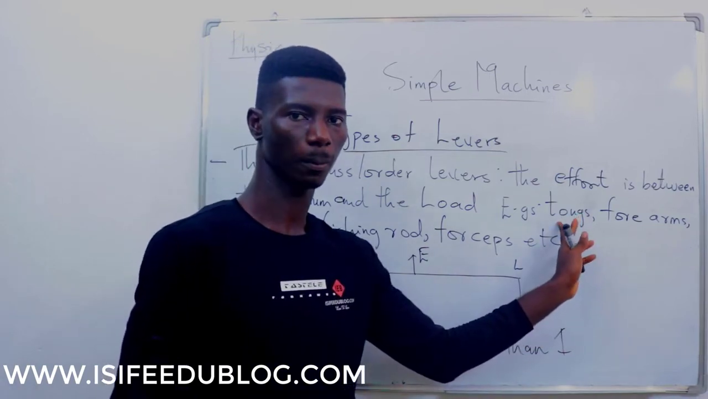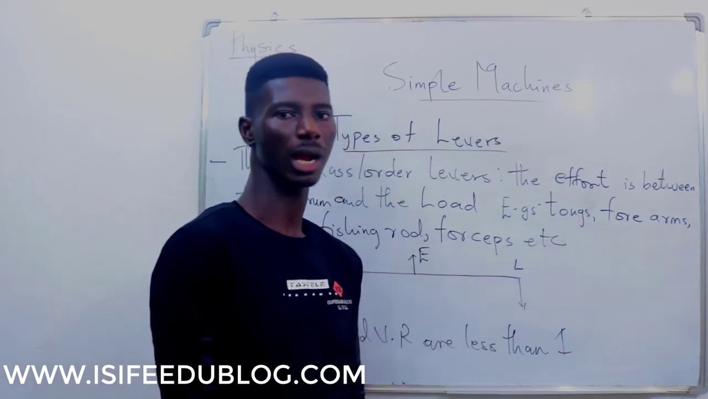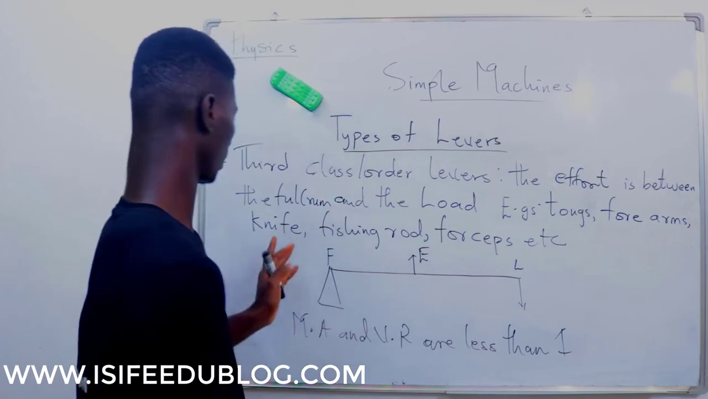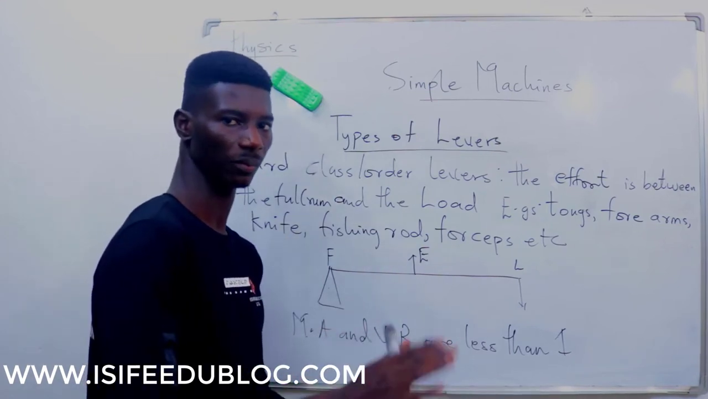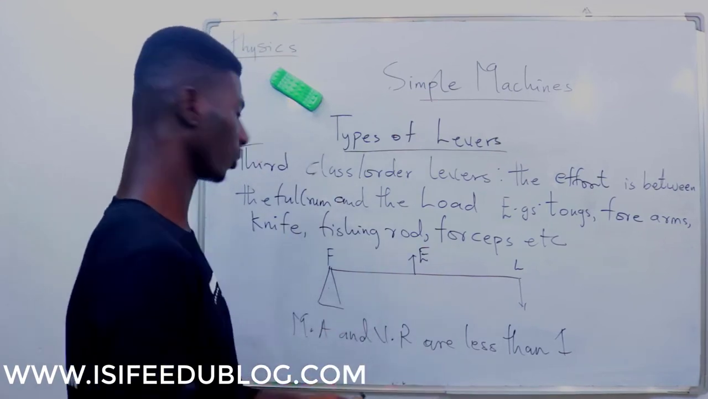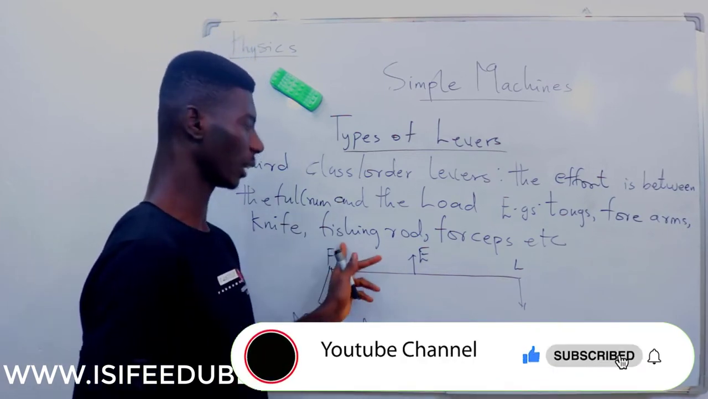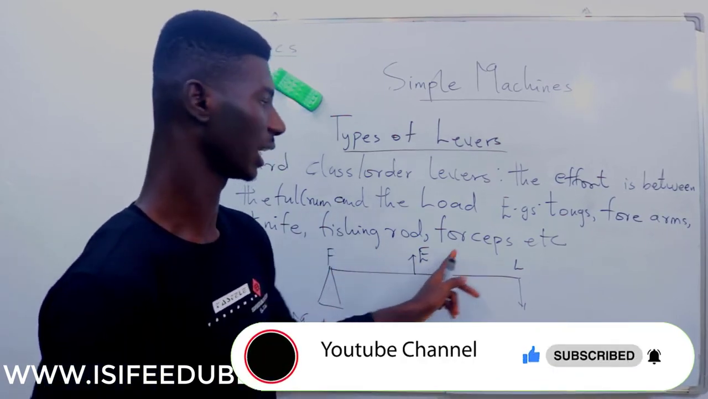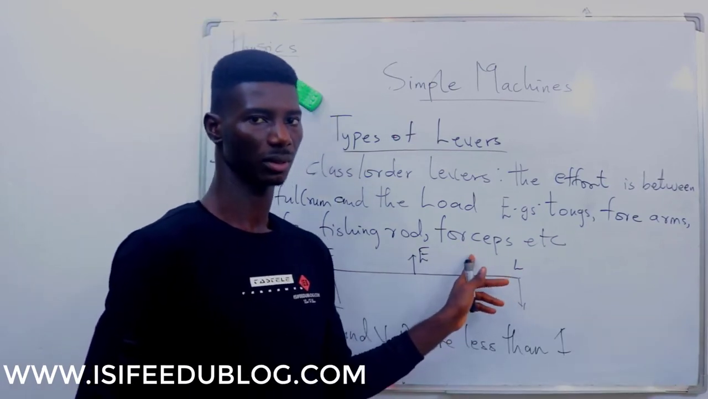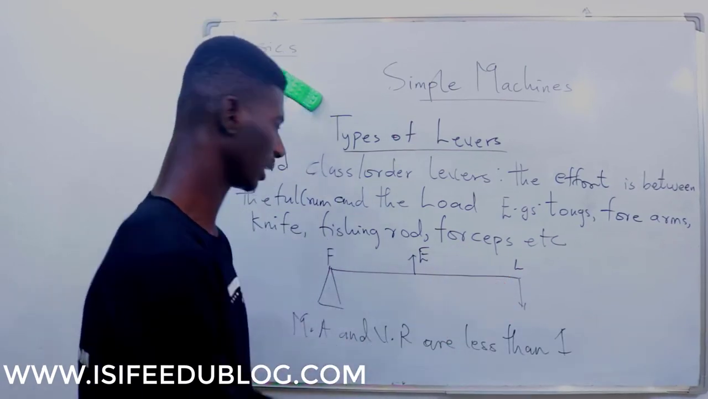Now we have examples of that on the board. We have tongs, different types of tongs. We have forearms, your forearms. You also have your knife, the table knife to be precise. Then we have fishing rods, then the forceps.